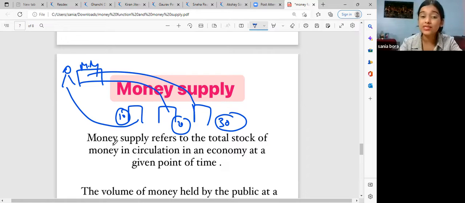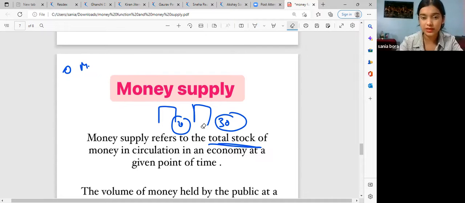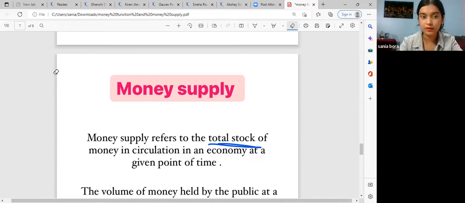Money supply refers to total stock. Total stock means he will be calculating 10 plus 20 plus 30. Then he'll tell you, ma'am, my income or my money supply is this, 60 rupees or 40 rupees or 30 rupees, whatever the calculation. So money supply refers to the total stock of money in circulation. Now the question is why it is written in circulation. Let's take an example.